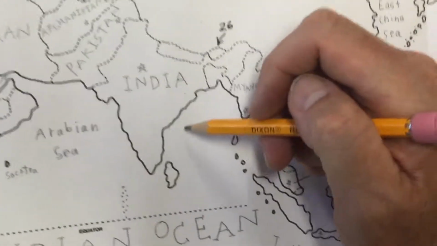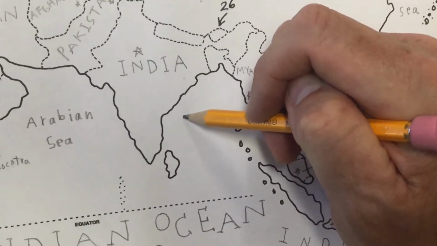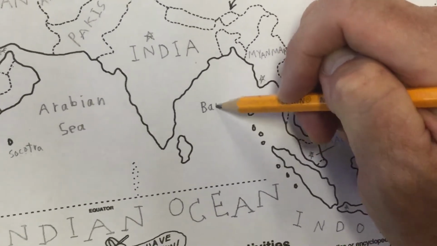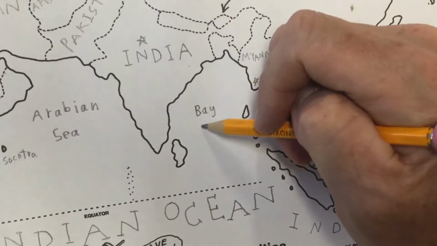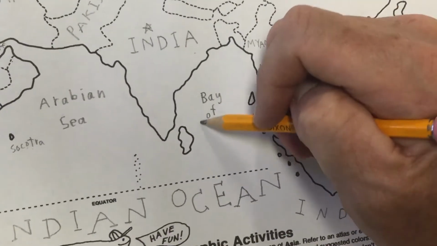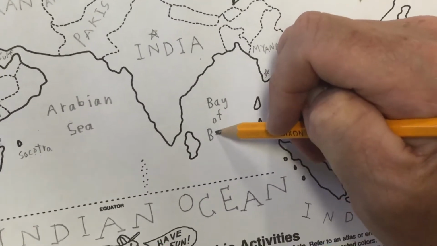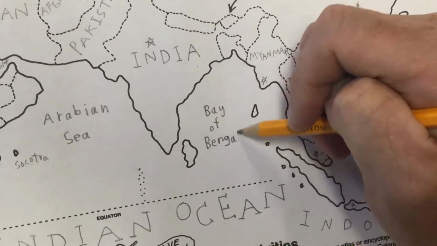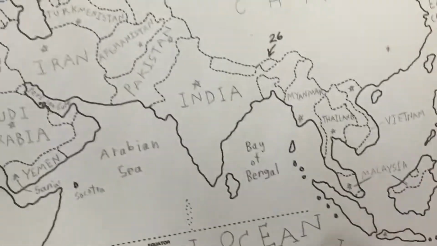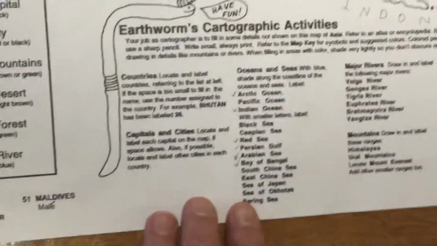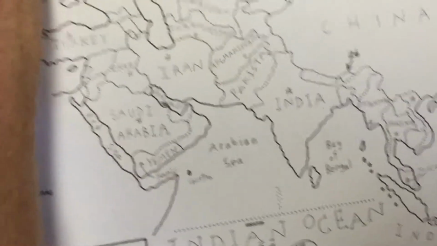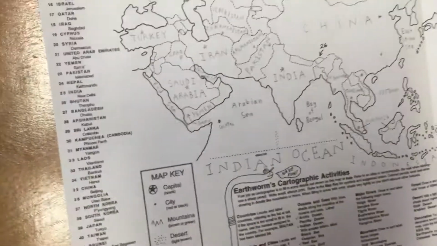Okay, then we're going to jump over to the other side of India right here. We've got the Bay of Bengal. B-A-Y, Bengal. Bay of Bengal. Check that off. Okay. Now, that covers a lot of the bodies of water in the Indian Ocean there.